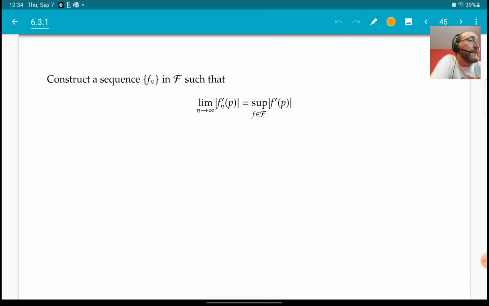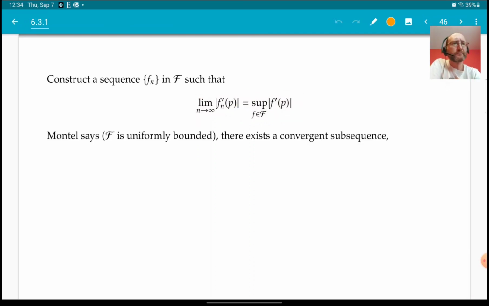All right. So now you apply Montel, right? Well, I mean, you could have already applied it, but you wouldn't know what it gives you. So construct a sequence where the limit of the derivative at p is the supremum over all the derivatives. And we know that exists by Montel. These are all bounded, so you can just get arbitrarily close to the supremum. And it's still not going to be infinite, because there's going to be a limit by Montel.